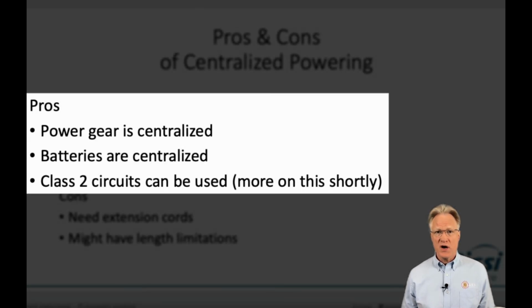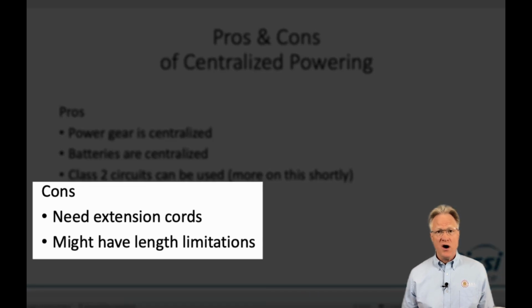The pros of centralized powering are: the power gear is centralized, as well as the batteries, and Class 2 circuits can be used. The cons are the need for the copper extension cords and their length limitation for very long runs.